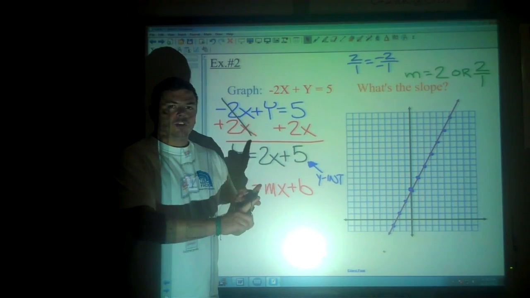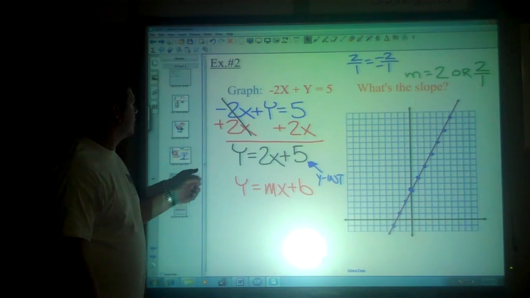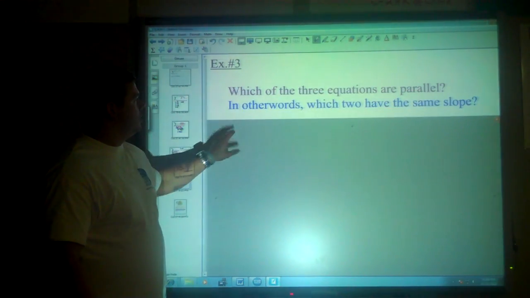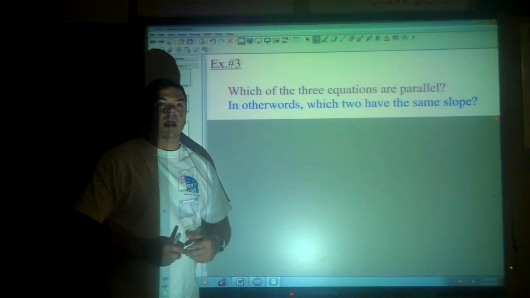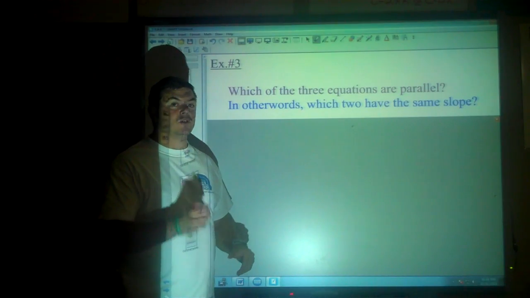Input-output tables, x and y intercepts, slope-intercept form. You now have 3 methods for making a graph. Last question, last example. Which of the 3 equations are parallel? In other words, which 2 have exactly the same slope?